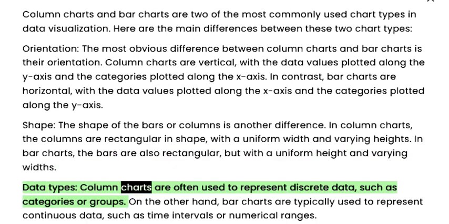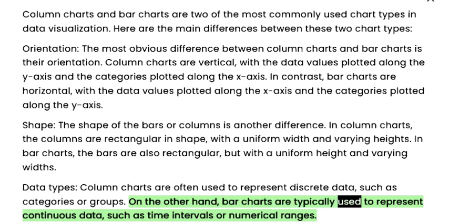Data types. Column charts are often used to represent discrete data, such as categories or groups. On the other hand, bar charts are typically used to represent continuous data, such as time intervals or numerical ranges.